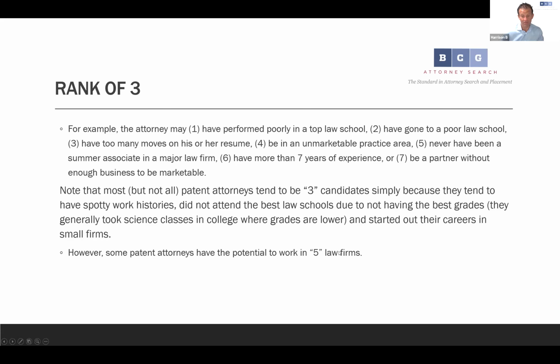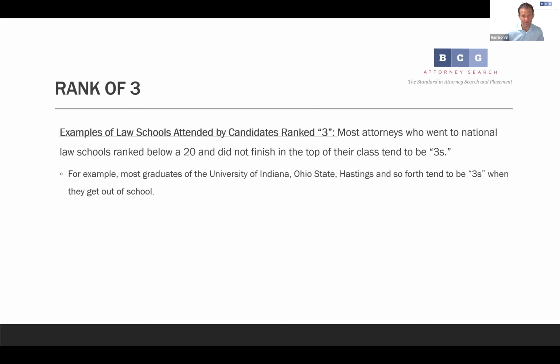But some patent attorneys do have the potential to work in 5 firms, but the majority of them don't. The majority of them are 3s. So there's nothing wrong. And being a patent attorney, by the way, is one of the easiest ways to get a job in a 3 or 4 firm, even if you're a 4. Even 3 patent attorneys can often get jobs in 4 firms. So it's a very lucrative practice area. It's just often 3 because of those things.